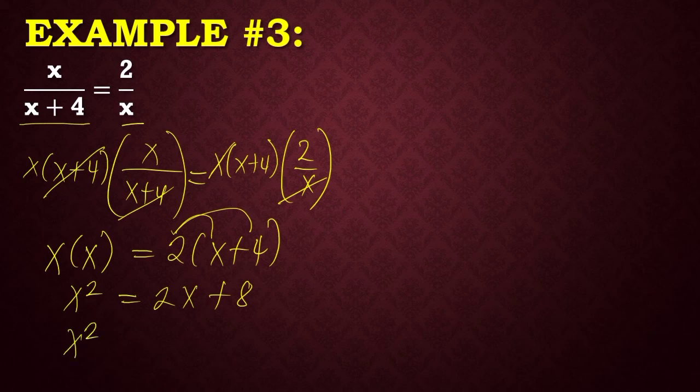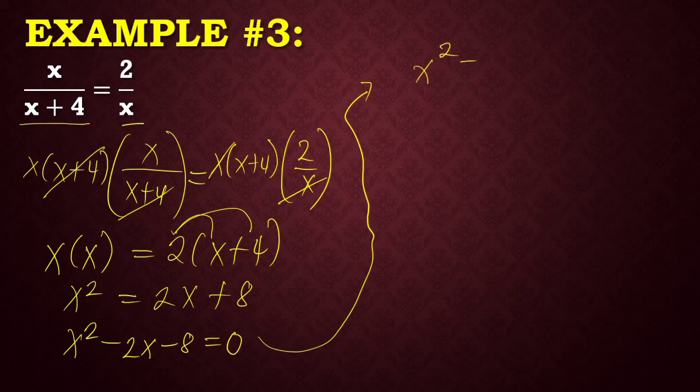Nagiging x squared minus 2x minus 8 is equal to 0. So, huwag natin basta-basta nililipat yung mga terms nang hindi natin pinapalitan yung sign. Okay. So, yung x squared minus 2x minus 8 niyan is kailangan nating i-factor. So, rewrite lang natin x squared minus 2x minus 8 is equal to 0.